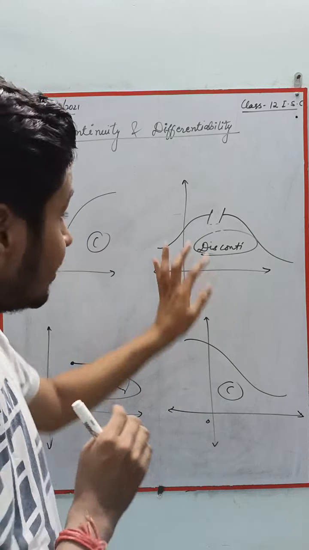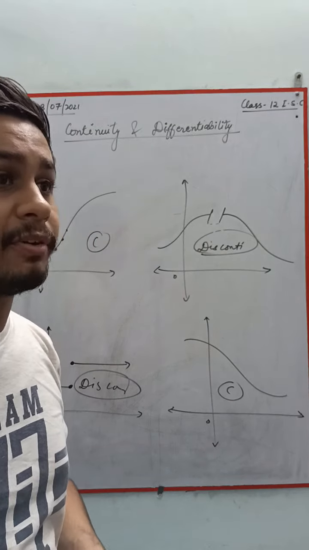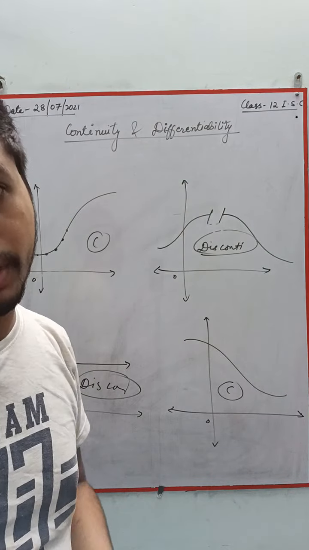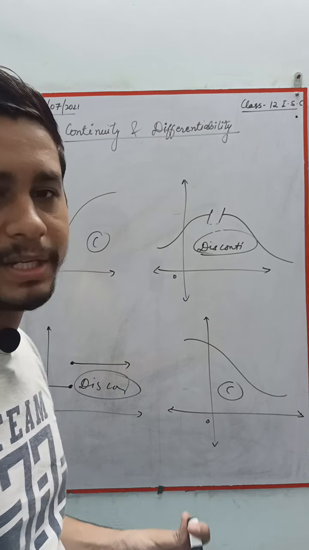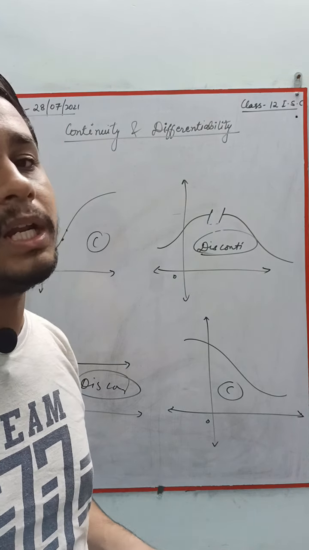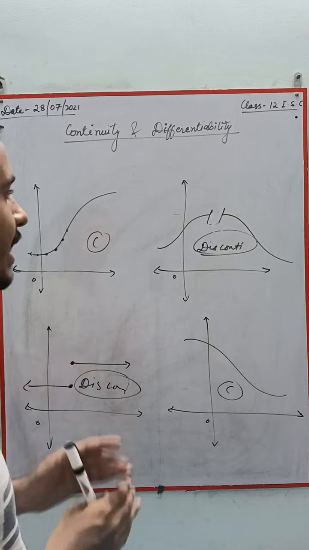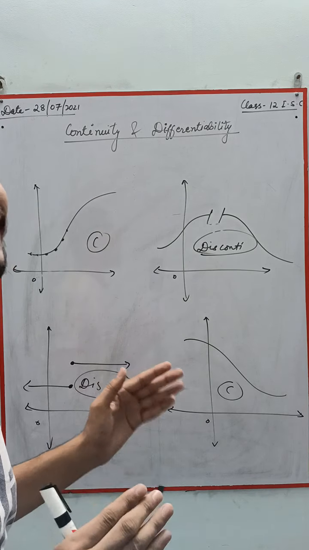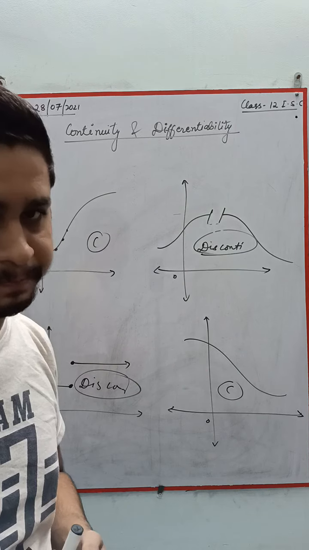If you can remove this discontinuity, then it is called a removable discontinuity, and only when f(x) exists, that means your function should exist at this point. If it does not exist, then it is an unremovable discontinuity. Now we are going to see one question to understand this, but before that, let's understand what the conditions are for the function to be continuous.